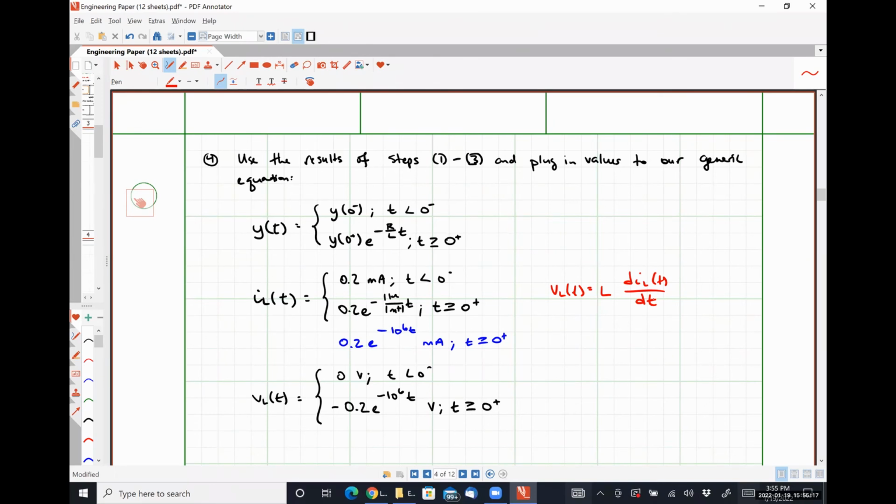So this generic equation that was stated previously will work for any first order RL circuit. So that means any circuit that contains a single equivalent inductance connected to a single equivalent resistance, effectively. Okay.